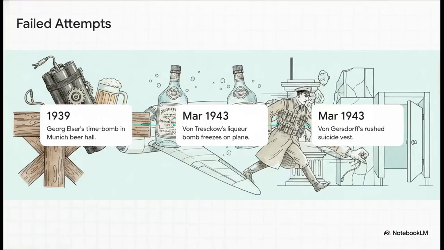As we roll right into the chaos of the Second World War, we see the absolute extremes of targeted assassination. Did you know historians have uncovered at least 42 distinct plots against Adolf Hitler? It's wild.